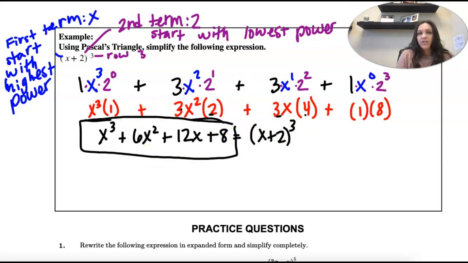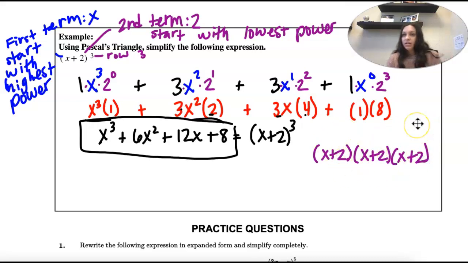So this is faster. If you want to do it the longer way, you would have to multiply out x plus 2 times x plus 2 times x plus 2 and multiply all the terms and combine like terms.